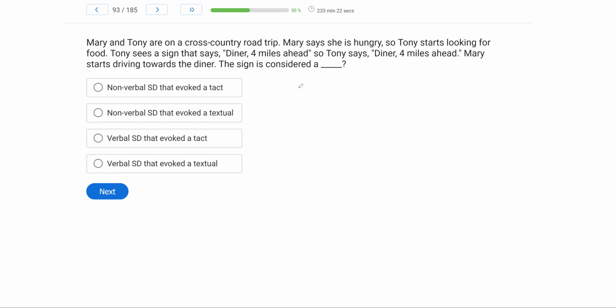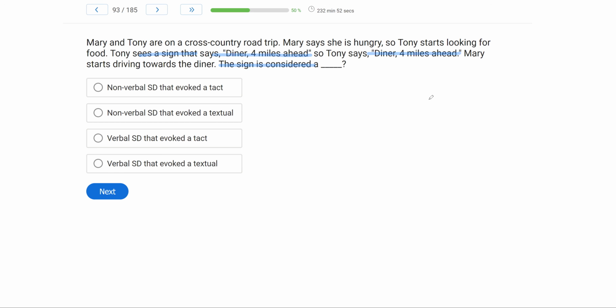Now, what makes some of these questions difficult is that there are a lot of things going on in the question. So it's your job to identify what am I looking at? What am I evaluating? In this case, we're evaluating the sign. So we need to look at the sign in the context of this question. What do we know? We know they're on a road trip. Mary says she's hungry, so Tony looks for food. Tony sees a sign that says diner 4 miles ahead. In response, Tony says diner 4 miles ahead.